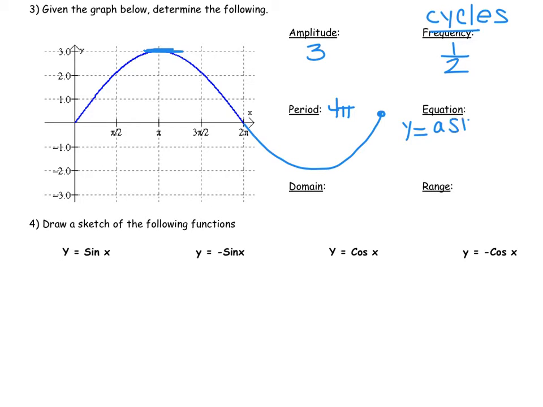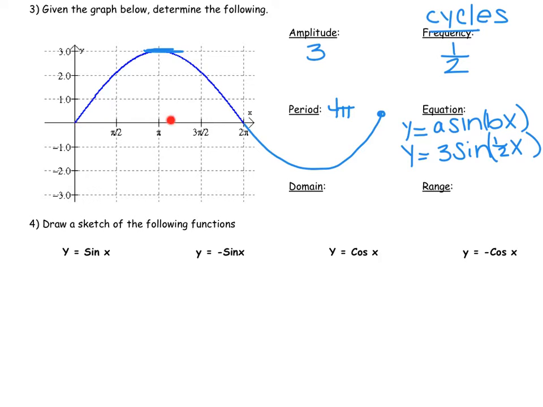Okay? And now if we want to make the equation, since we know that it's sine, it's y equals A sine bx. A is the amplitude, which we know is 3. And b is the number of cycles that we see between 0 and 2 pi. We see a half. So the answer here is 3 sine 1/2 x.